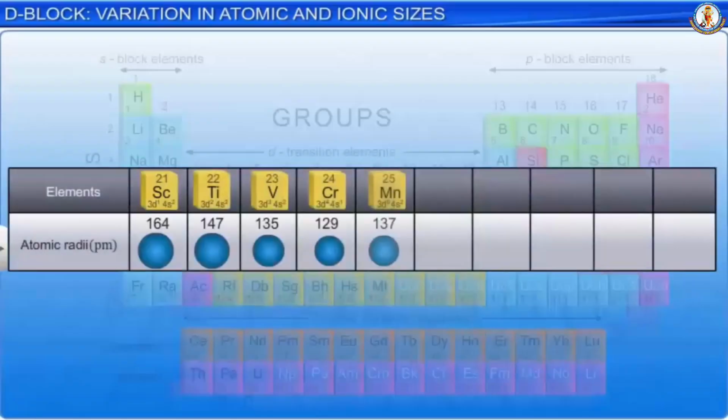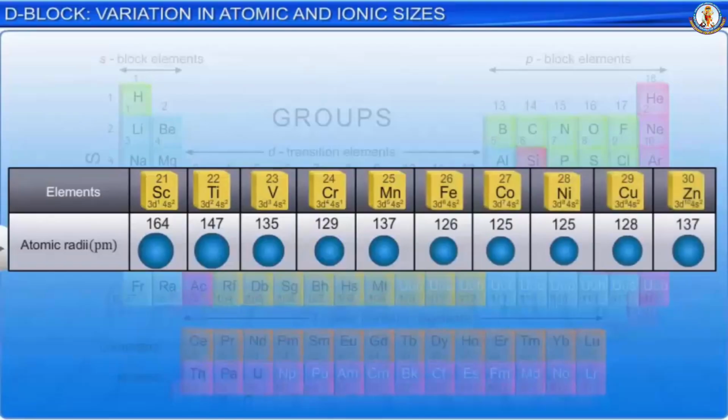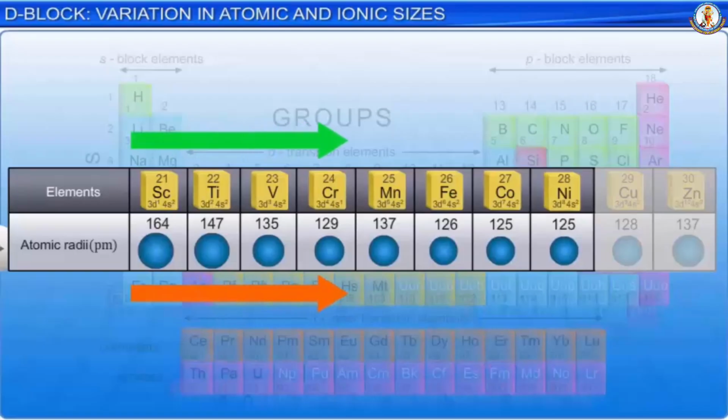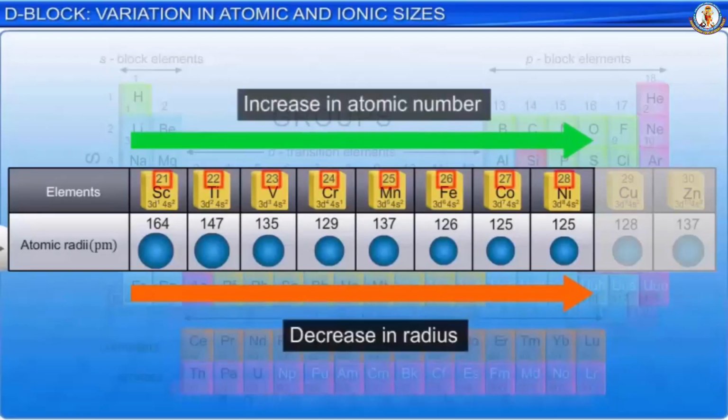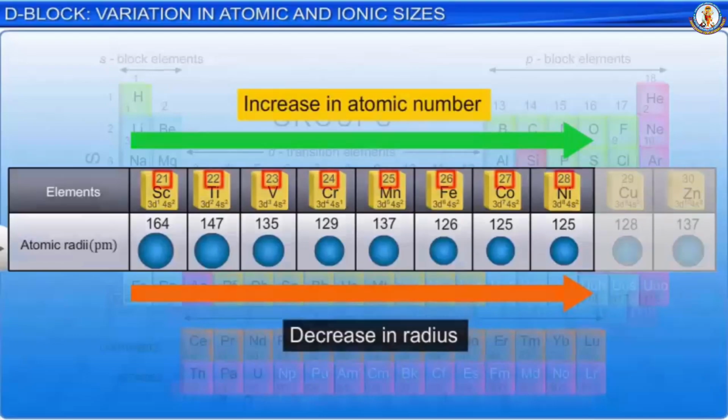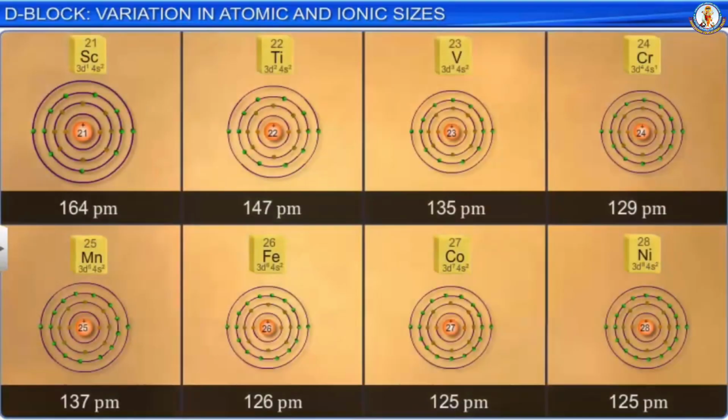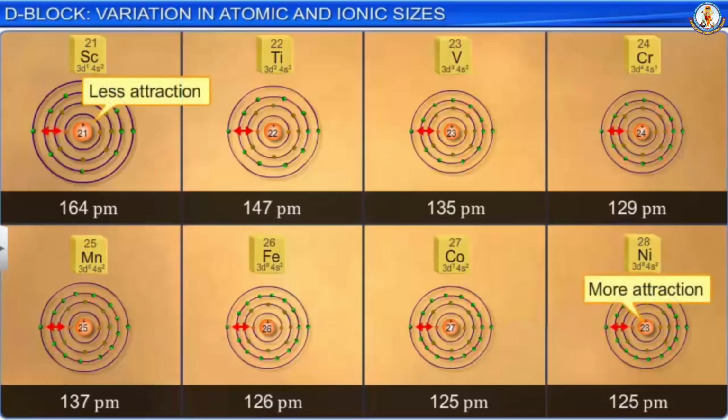The atomic radii of elements in the 3d series are given in the table. You can see from the table that the atomic radii of the elements show a progressive decrease in radius with an increase in atomic number. This is due to the fact that an increase in the nuclear charge tends to attract the electron cloud inwards. You already know that d electrons offer poor shielding effect. Hence, the nuclear charge attracts all the electrons more strongly, resulting in a contraction in size.